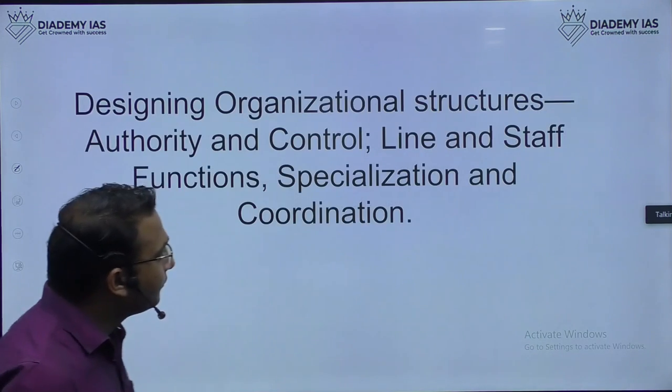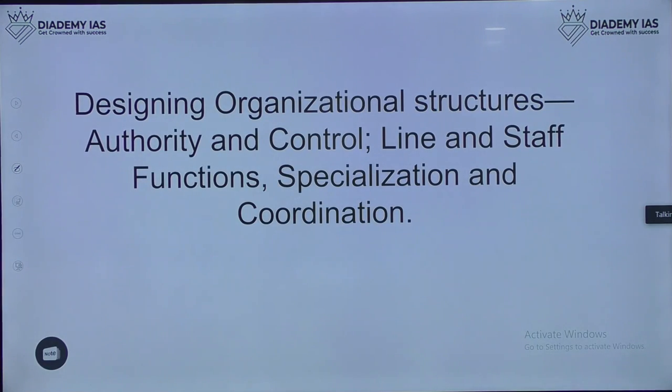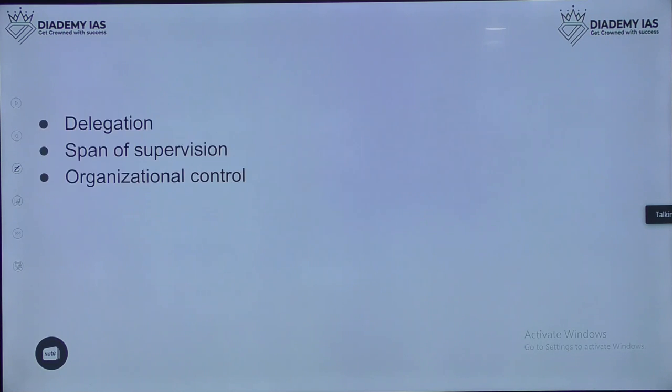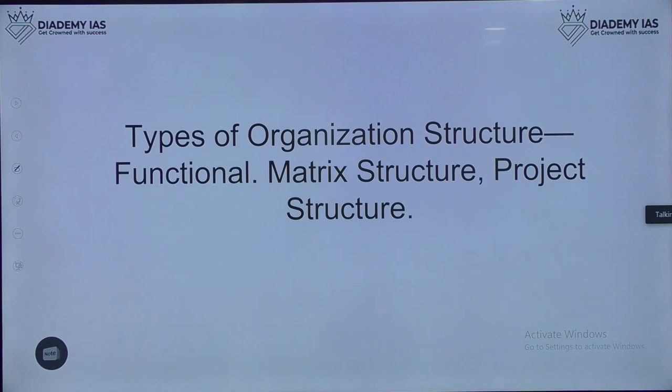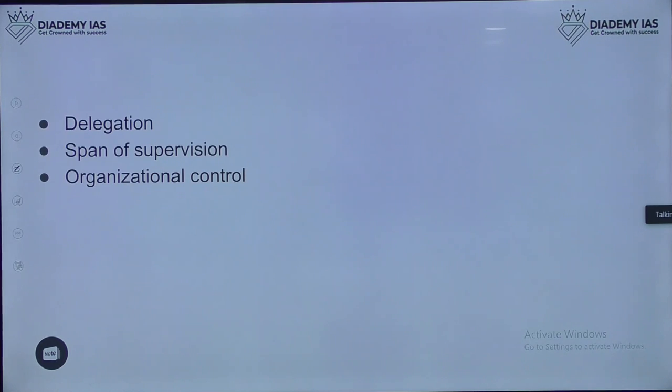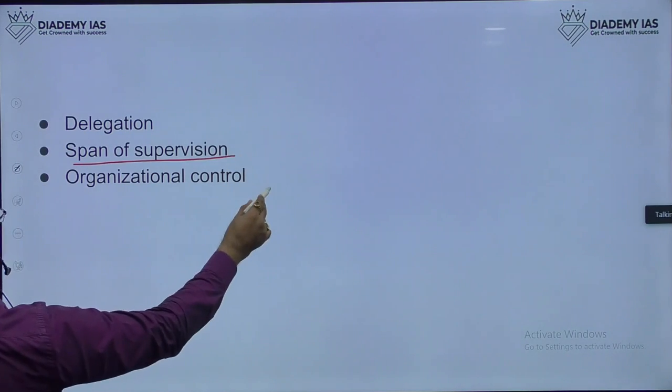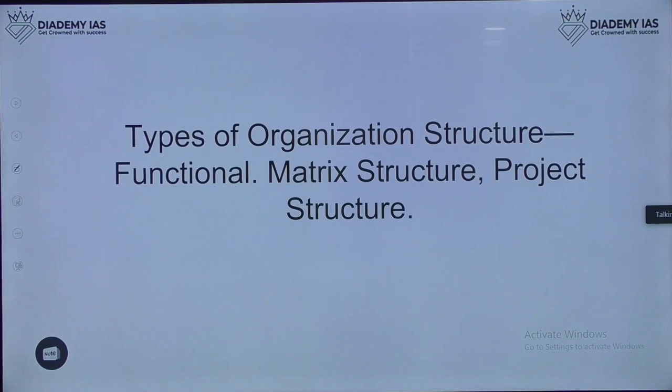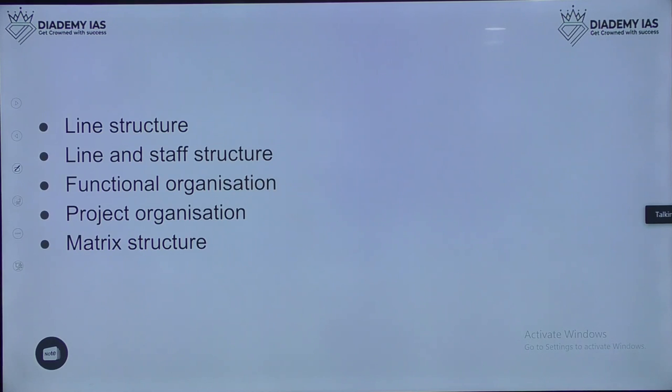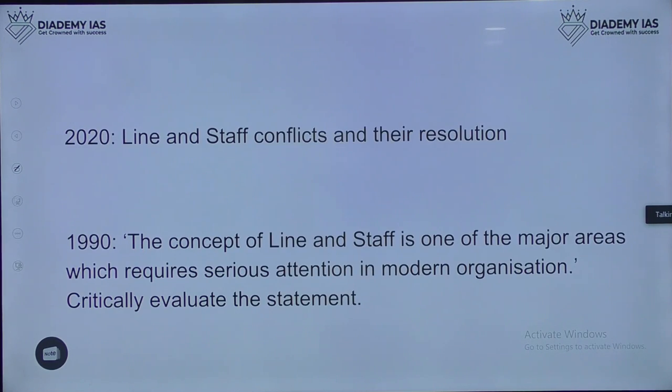Okay. Next is designing of organizational structure, authority and control, line and staff, specialization and coordination. Here they are asking about delegation, span of supervision, and organizational control. Types of organizational structure: functional, matrix, project structure, line and staff. So now you see the question, how they are repeating after 30 years.